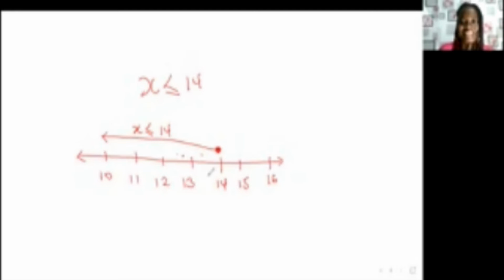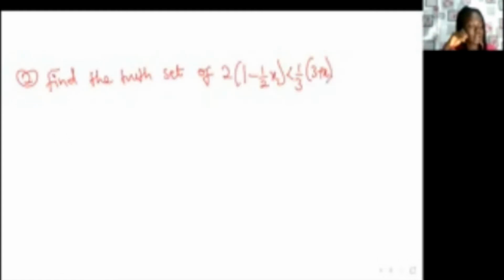I believe you are getting it. Excellent. Now let's move to the second example. Here is a question. Find the true set of 2 brackets 1 minus half x bracket close less than 1 over 3 bracket 3 plus x. This is our question. How do we solve it?